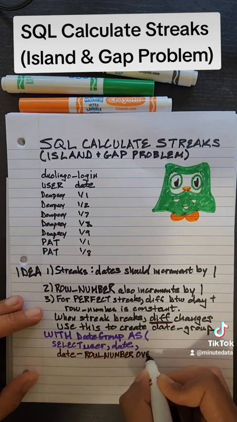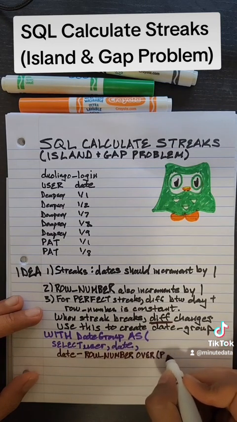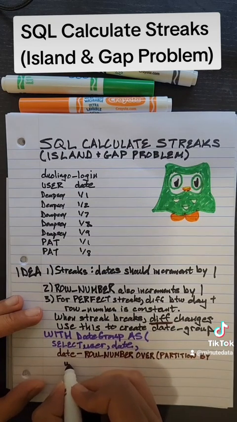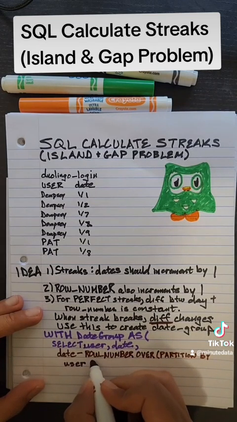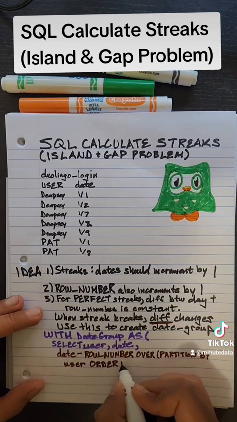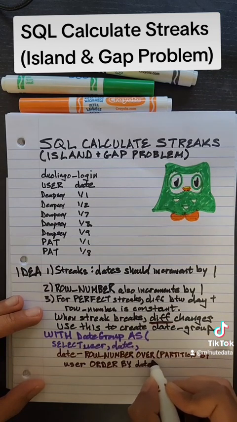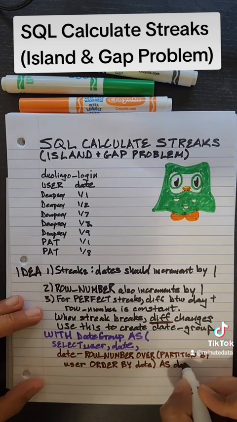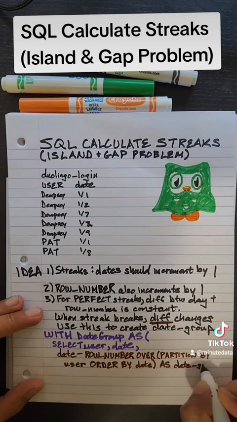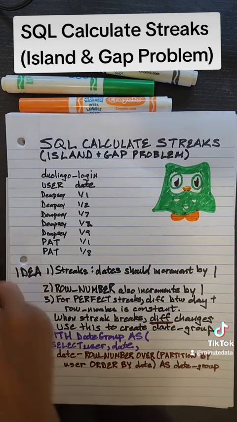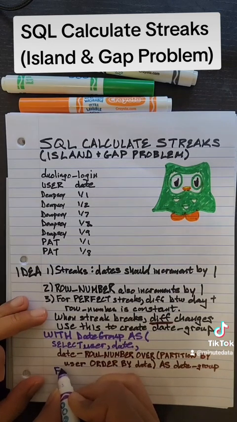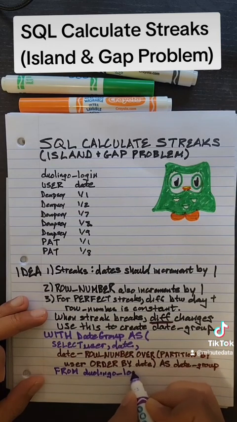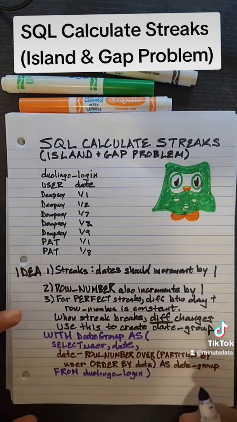And then we're going to use a window function because we have different users. We're going to partition by user, and we're going to order by date. And let's call this date group. And we're going to get this from our Duolingo login table. Hopefully I have enough space.